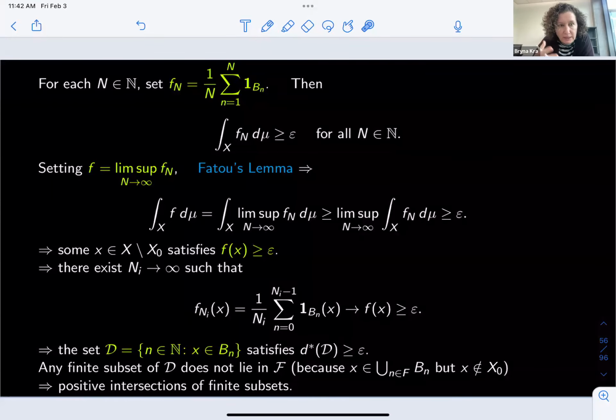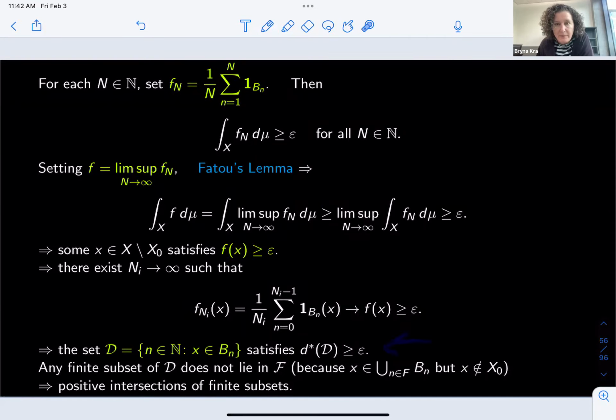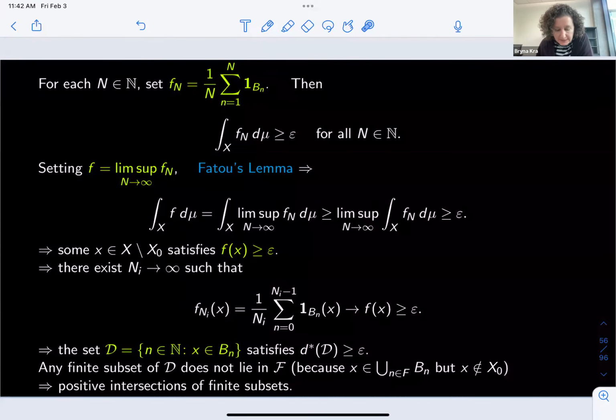I realize I'm going a little quick and you can stop me with questions, but the reason I want to say this is to get to a different use of these kinds of ideas that will be more detailed later, and you'll need this later. So when you do this interchanging, you get some point, just like we did when we translated Szemerédi into Furstenberg's theorem, where f of x is bigger than or equal to epsilon. And exactly when this happens is what produces the set that we need.